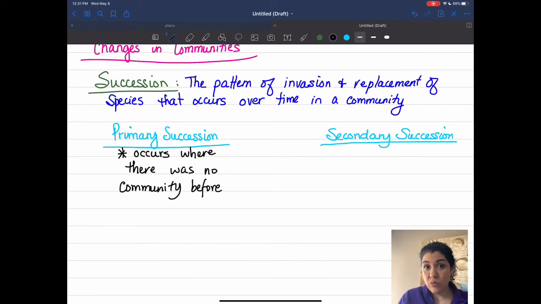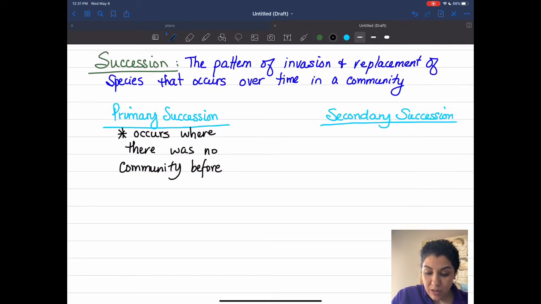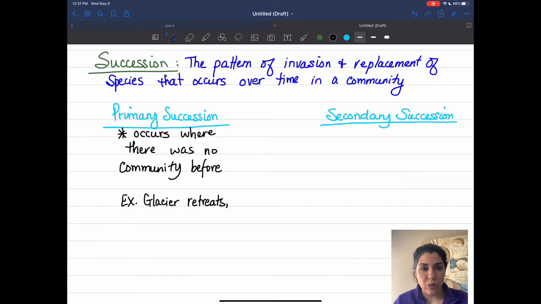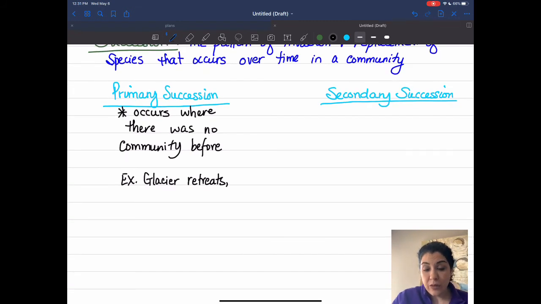So this terrain is completely bare. The example here would be when a glacier retreats. As a glacier retreats, what you have is solid rock that is exposed. And therefore, there was no soil, there was no community that lived in that area before. Another one could be a lava flow. When you have an area that is covered by lava, again, you've removed all the soil, you've removed all of the community. What you have is bare rock. So that's going to be primary succession.